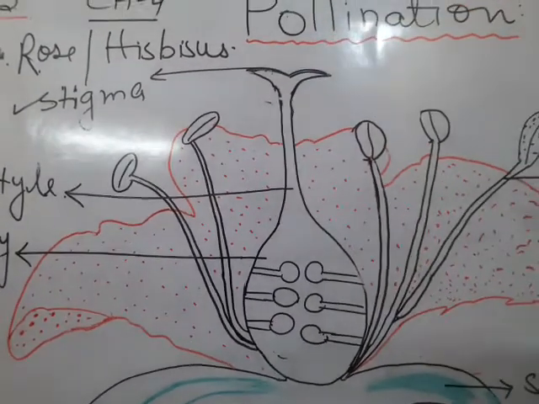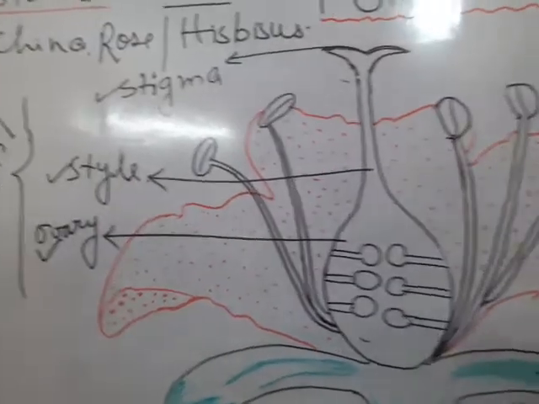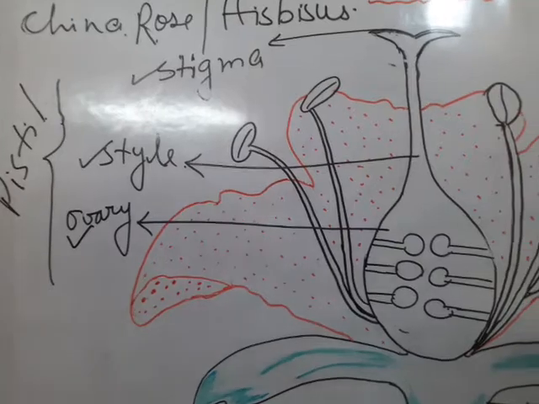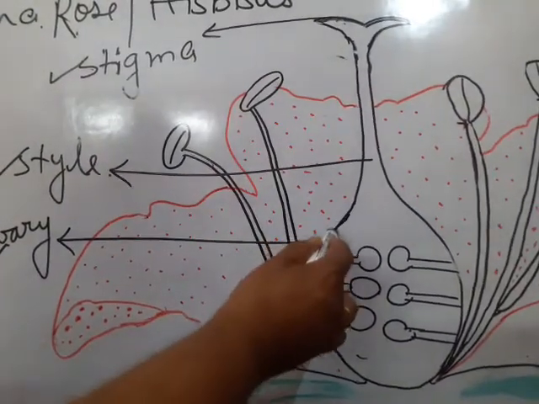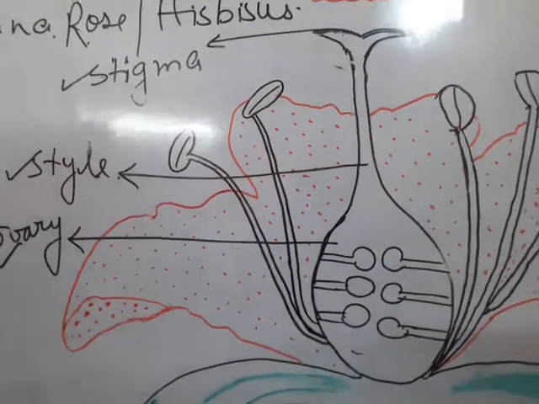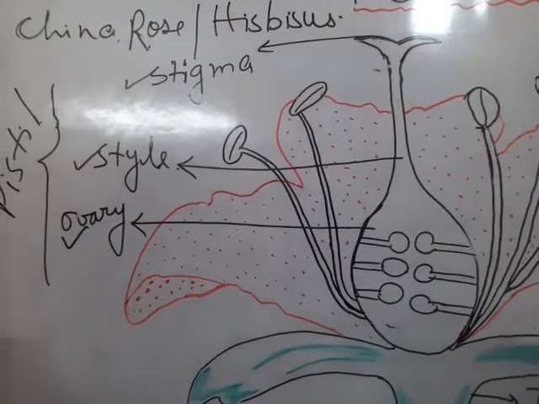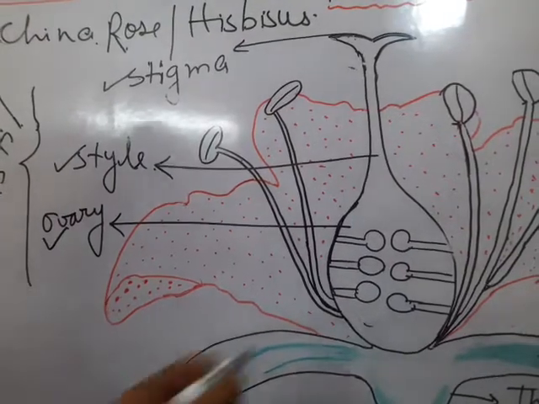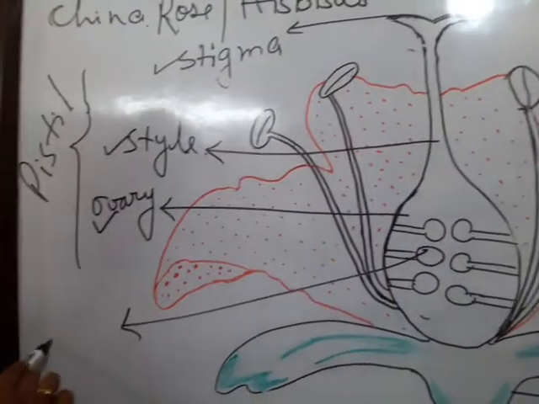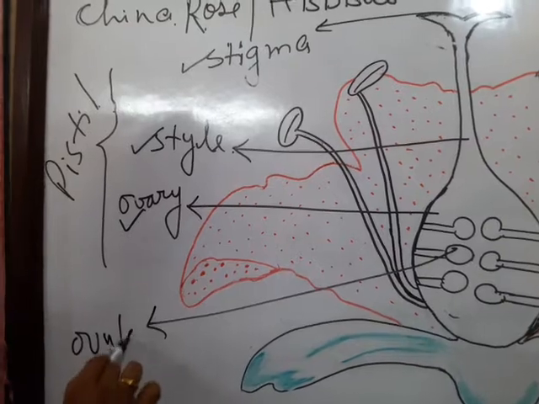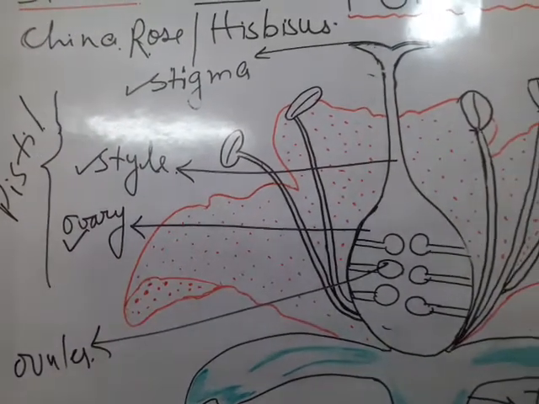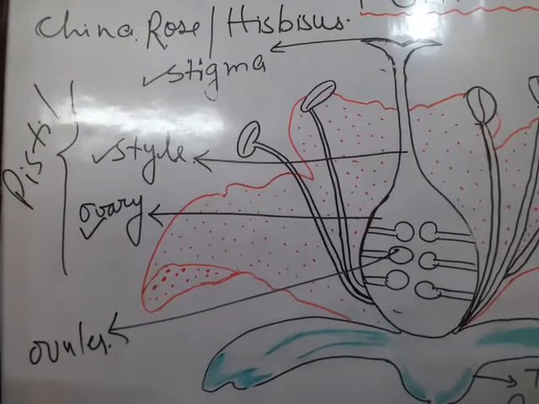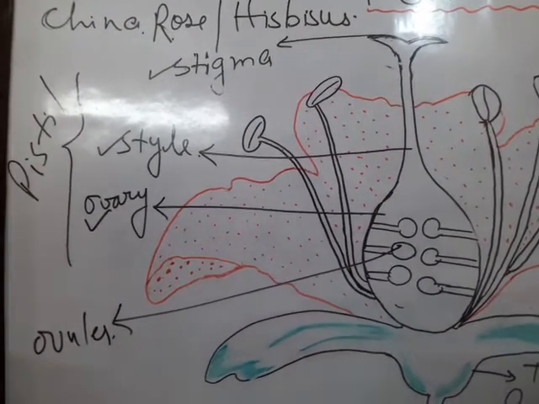Now, as I said, a pistil has three parts: the stigma, style and the ovary. The swollen base of the pistil is the ovary. You see this swollen part, this is called the ovary. The ovary contains one or many egg-like structures called the ovules. These are the ovules. Later, the ovary develops into a fruit and its ovules develop into the seeds.